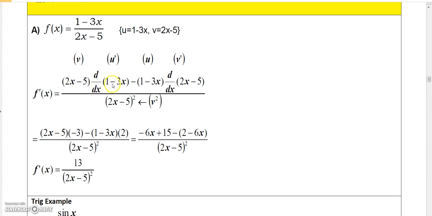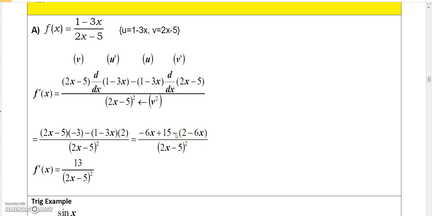The derivative of 1 minus 3x with respect to x is minus 3, so I'll write that there beside the 2x minus 5. And then the derivative of 2x minus 5 is just 2, so I'll write that beside 1 minus 3x. Okay, and then on the bottom I still have that quantity squared. Now I need to do some algebra here, so I'm going to have 2x minus 5 times minus 3. And when I multiply that out, I get minus 6x plus 15. And then here, when I multiply 1 minus 3x times 2, I get 2 minus 6x.